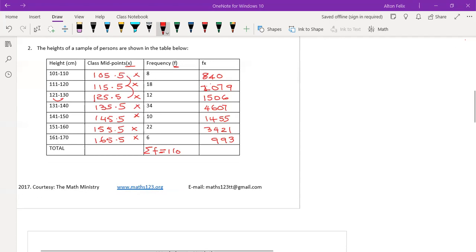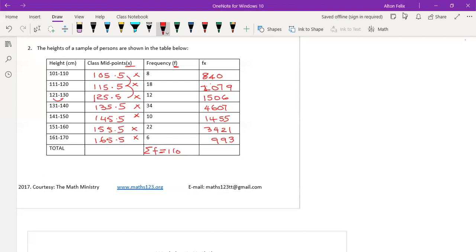All right, so 14901. And of course, we're going to divide that by 110, which is the sum of f, to get an estimated value for our mean. So that'll be 135.5. Okay, so let me just complete that table, write up the formulas, and take note of the answer.